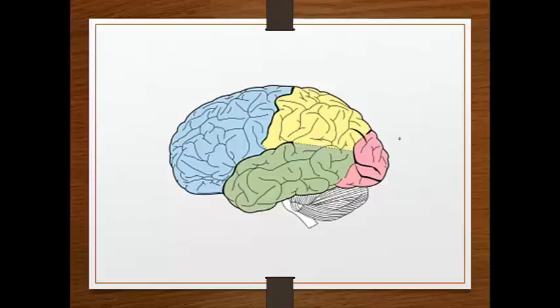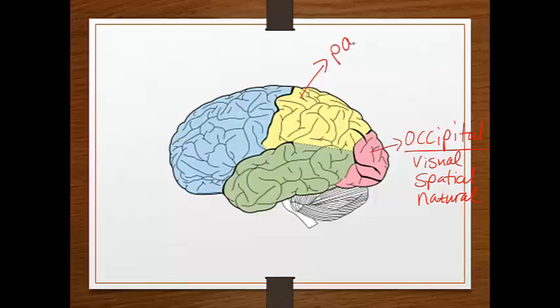All right, first, this pink area is known as our occipital. You see me trying to catch all my spelling mistakes here. Our occipital contains visual, spatial, and natural learners.